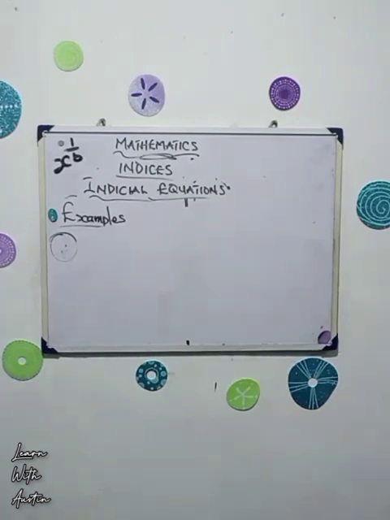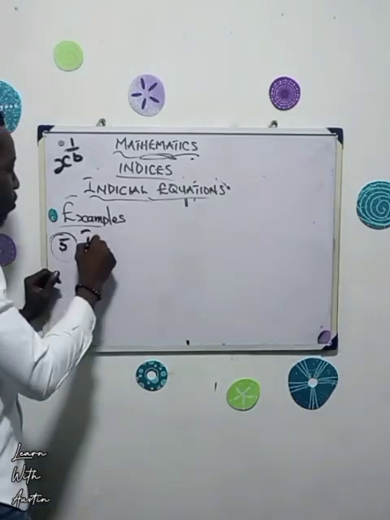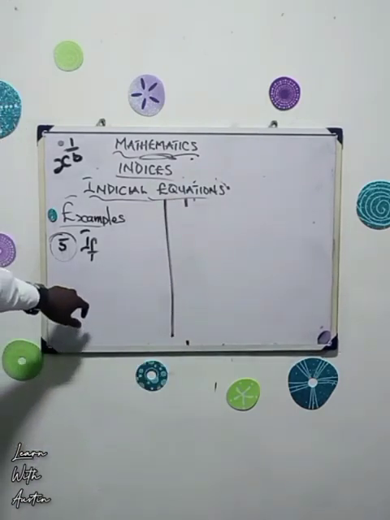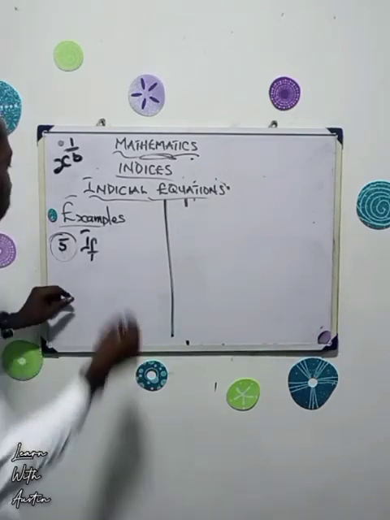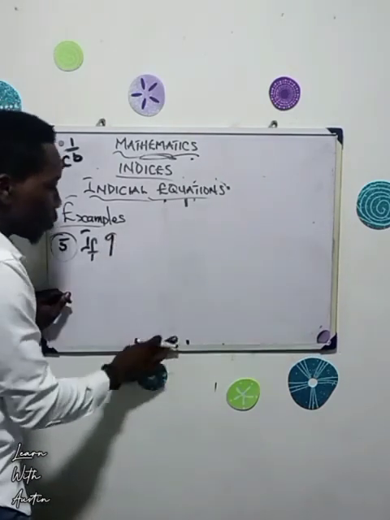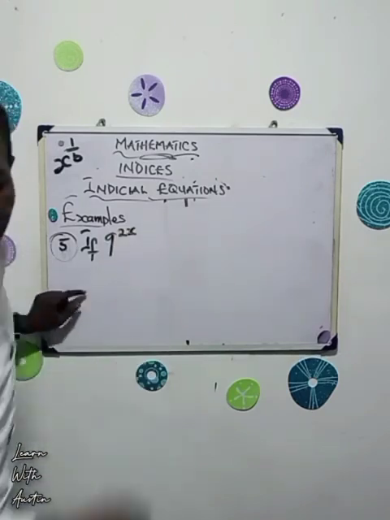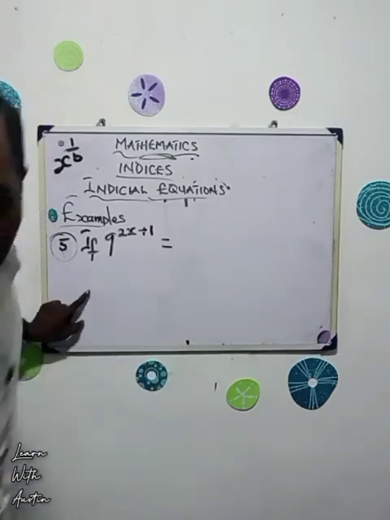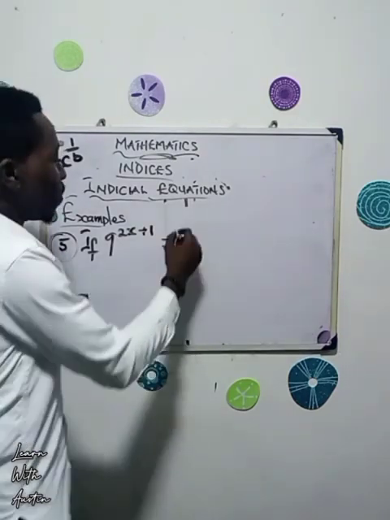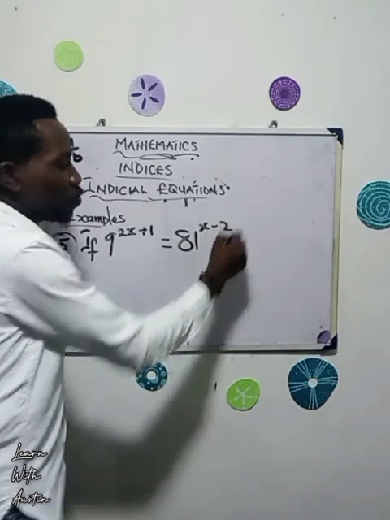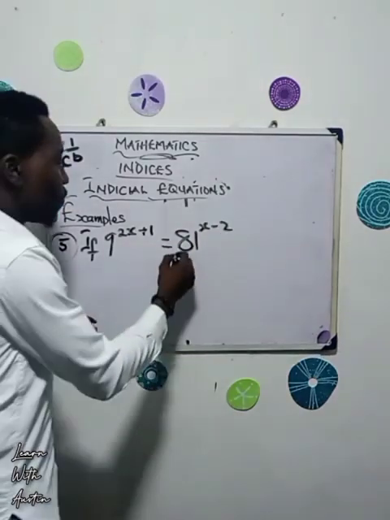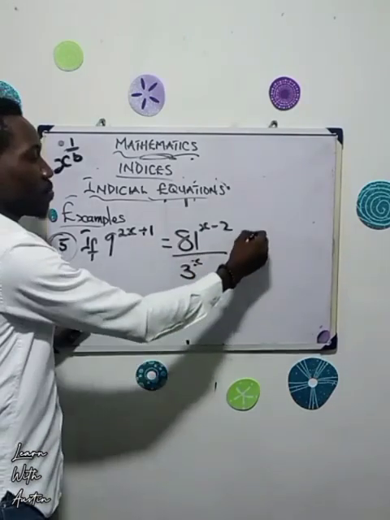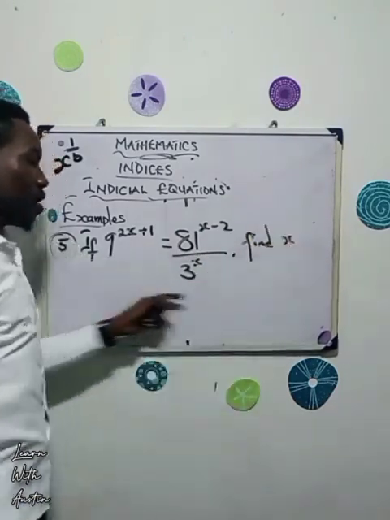So this question says: if 9 raised to the power of 2x plus 1 equals 81 raised to the power of x minus 2, over 3 raised to the power of x, find x. So this is our question.